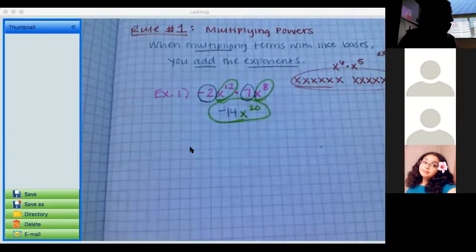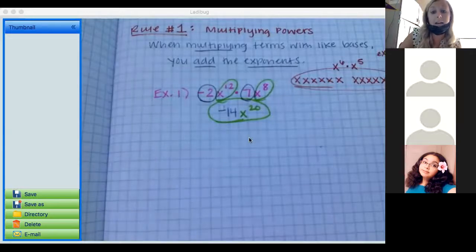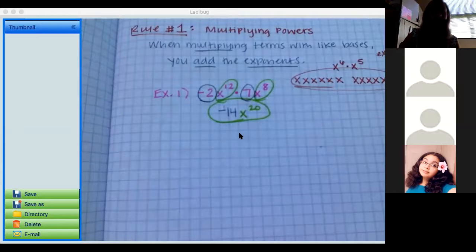Easy or hard? What do we think? Easy. Okay, do not multiply those exponents. Add them. You just got to know exactly what to do. Yep. Amen. All right, let's do another one.